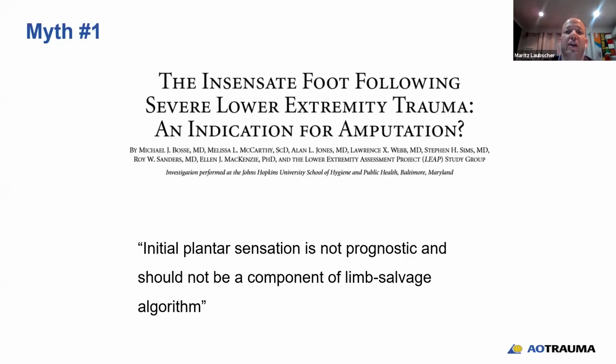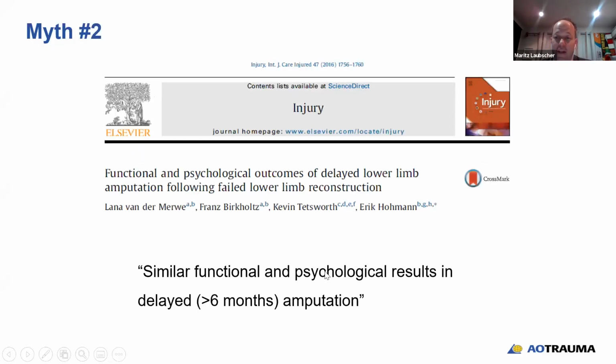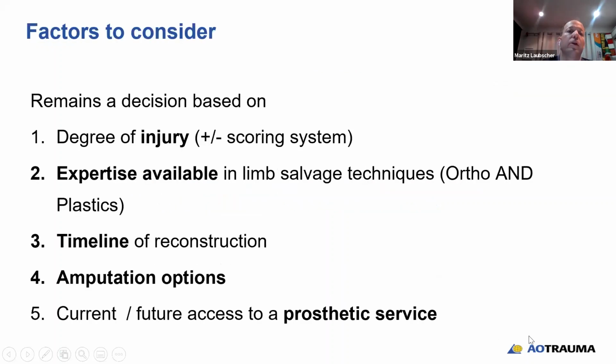And then the second myth was the fact that patients do better, or accept better, when they have initial amputations rather than delayed amputations. There might be some truth to it, but there are some papers, like this paper, showing acceptable, similar functional and psychological outcomes in patients with delayed amputations. And certainly for some patients, they do feel better if they settle on an eventual amputation, if they feel like everything possible was done to save the limb. So this is just my way of thinking of it.